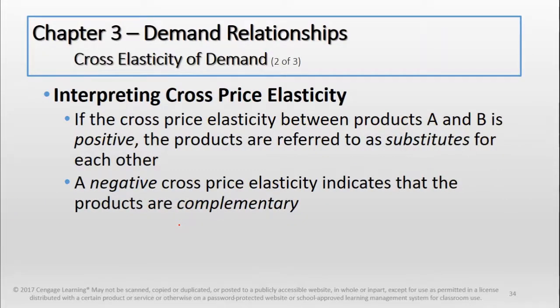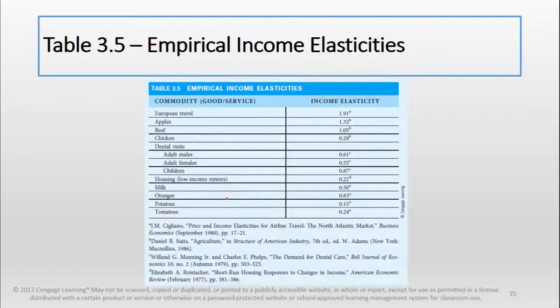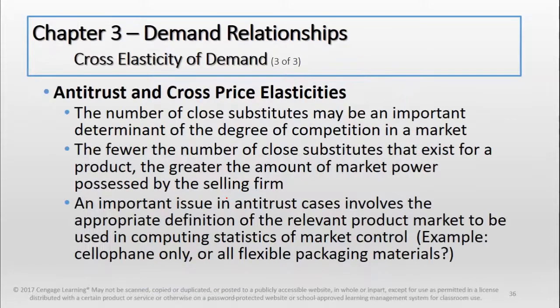The cross-price elasticity between products A and B is positive: the products are referred to as substitutes. And if negative, they are complementary. So these are just, again, examples of your commodity and their elasticity.